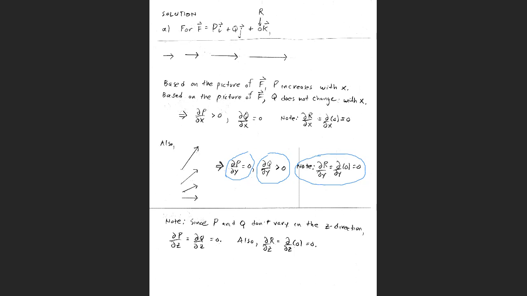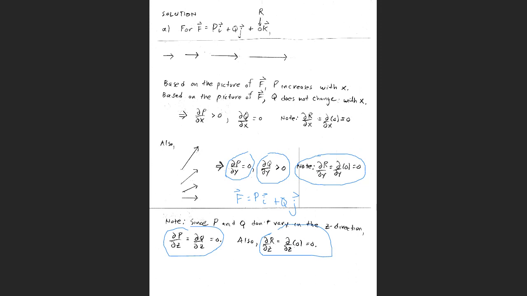Okay, so now P and Q also don't vary in the z direction, right? Because your vector field F is equal to Pi plus Qj. So P and Q are in the XY plane. There's no third component, so their partial derivatives would also equal 0.